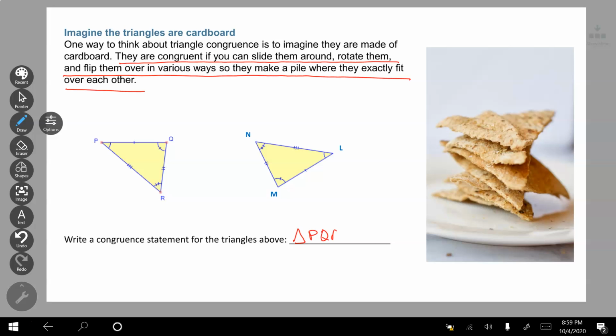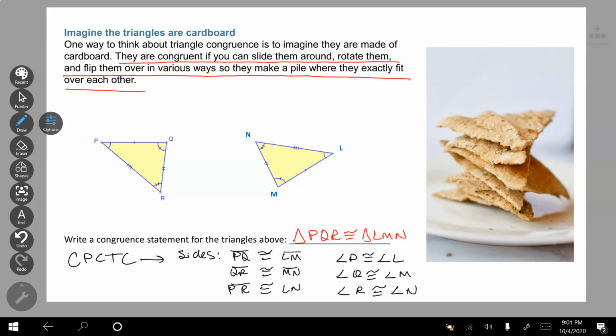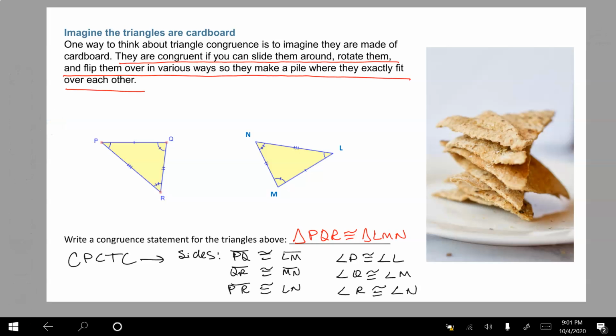I'm going to call it PQR, the triangle on the left, is congruent to, well, let's see, angle P has one tick on it, and the one over here is angle L. Angle Q has one line on it with the tick through it, so that's M. And over here, N is the last one. R and N go together. And if I use my idea about CPCTC, corresponding parts of congruent triangles are congruent, I have the sides and the angles listed below.